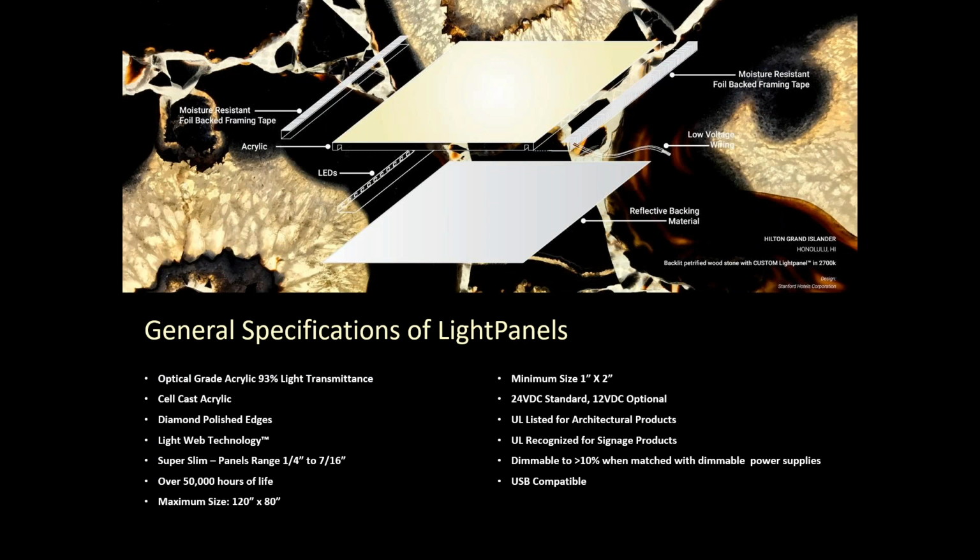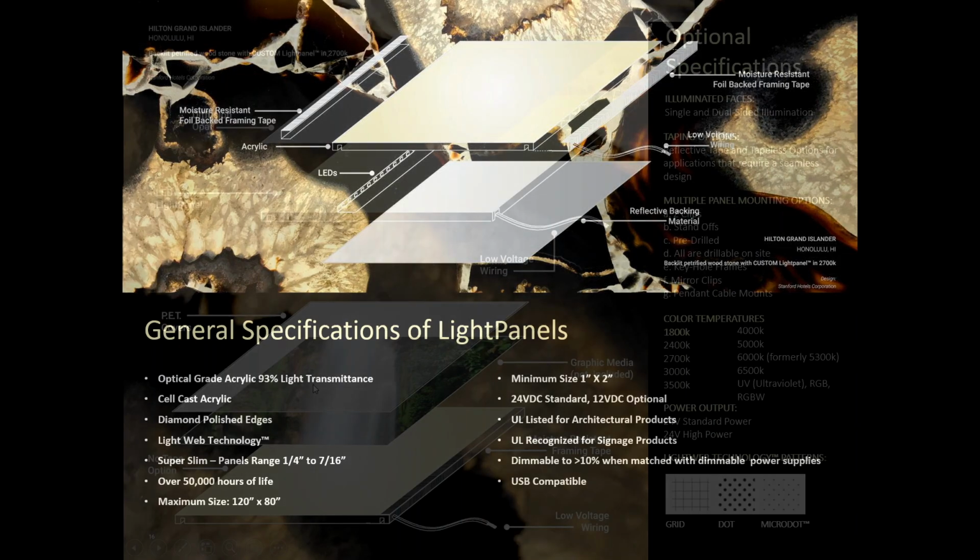All of our products are UL listed for architectural projects, and we can be UL recognized for signage products if you're working with a sign manufacturer. They are all dimmable down to 10% when matched with a dimmable power supply. All of our power supplies are also UL listed, so you'll get fully UL listed products for your projects. And we have the ability to do USB compatibility too in specific sizes.